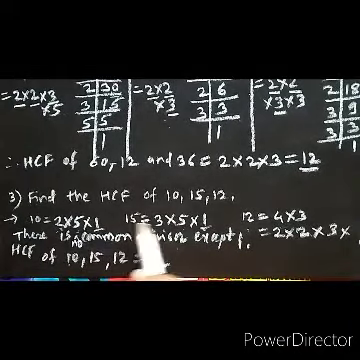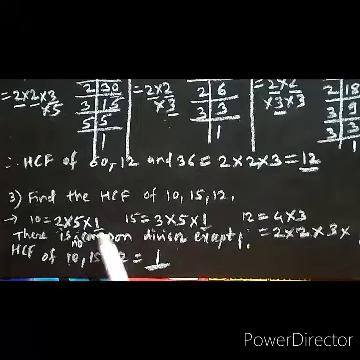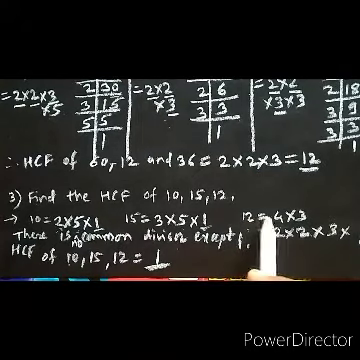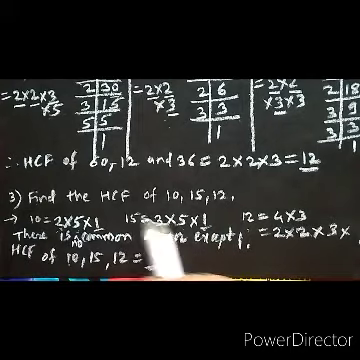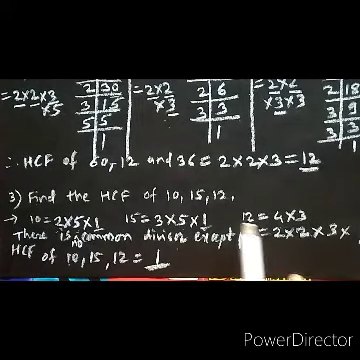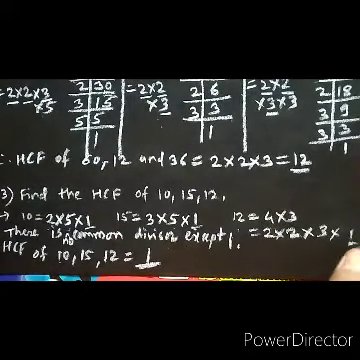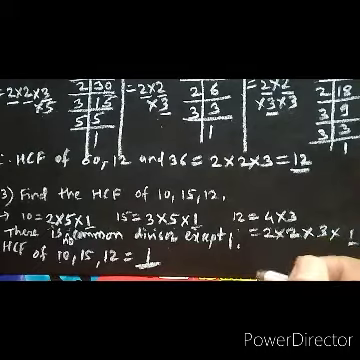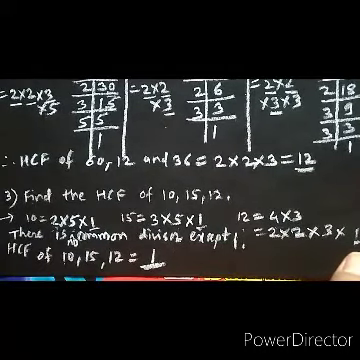Because there is no common divisor to all these three numbers 10, 15 and 12, only 1 is there. Suppose we multiply it by 1 to each number, we will get these numbers only, 2 into 5, 3 into 5 and 2 into 2 into 3. Therefore we can say that there is no common divisor except 1, and therefore HCF of 10, 15, 12 is equal to 1.